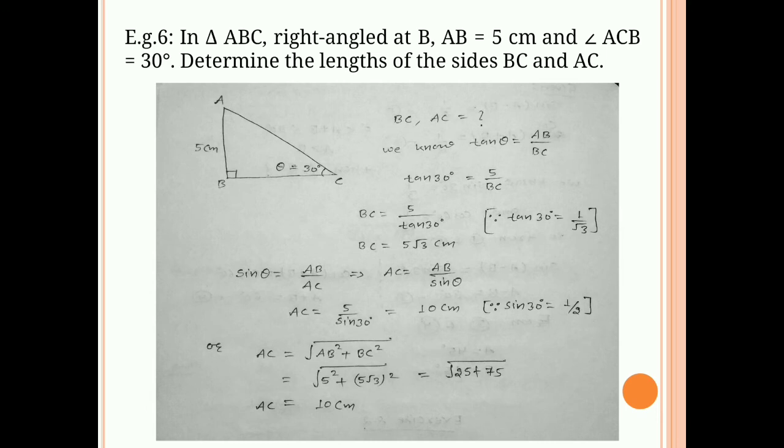Or we can calculate AC using the Pythagoras theorem also, because in the Pythagoras theorem AC square is AB square plus BC square. AB is 5 and BC we have calculated, it is 5 root 3. So the square root of AB square plus BC square will be the square root of 25 plus 75, which is 10 centimeters. So in this way also we can calculate AC.